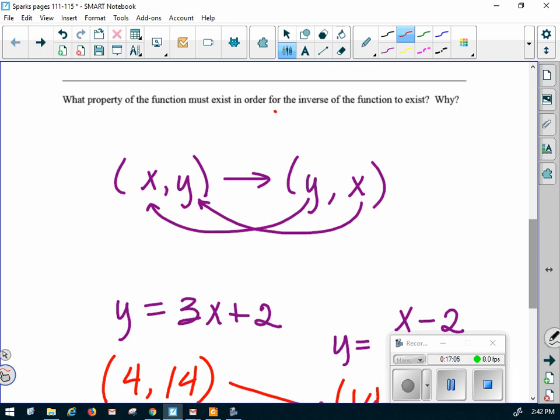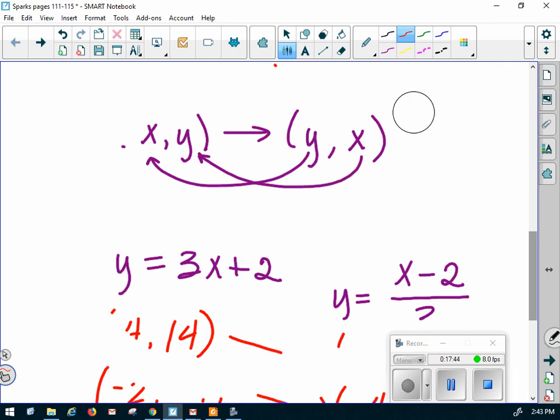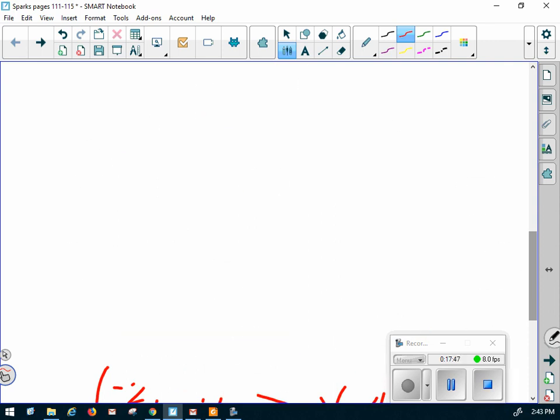You may have had teachers lie to you a little bit in the past. What's the inverse of x squared? Now, are you thinking like this? Is the inverse of a parabola that opens up a parabola that opens on its side? Why is it just half? Really?